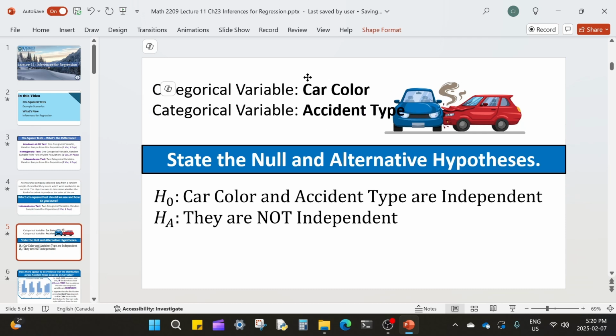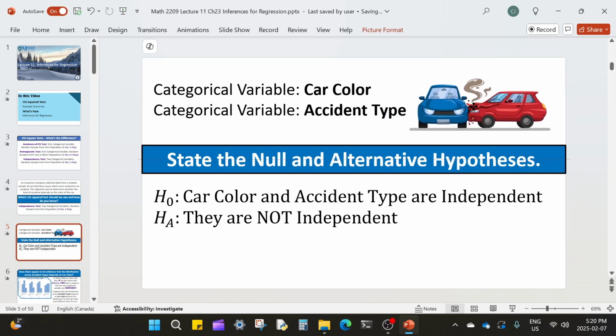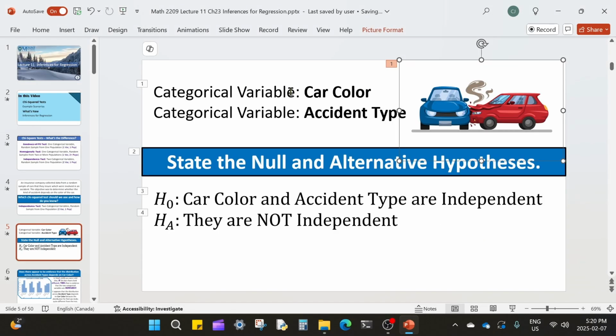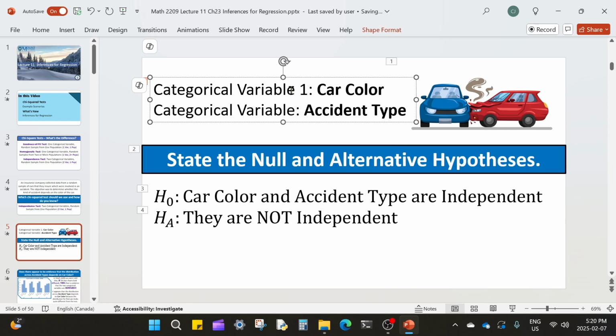Yeah, the reason I did that is because we need to distinguish between a categorical variable and the actual categories. So let me just make that clear. Categorical variable 1 is car color. Car color has 4 categories. As we will see, there's going to be black, white, blue, and red. And categorical variable 2 is accident type, and as you will see, we're going to have 3 accident types. So we want to make a distinction between what we call a categorical variable and the number of categories each variable has. Right? So just to make that clear.